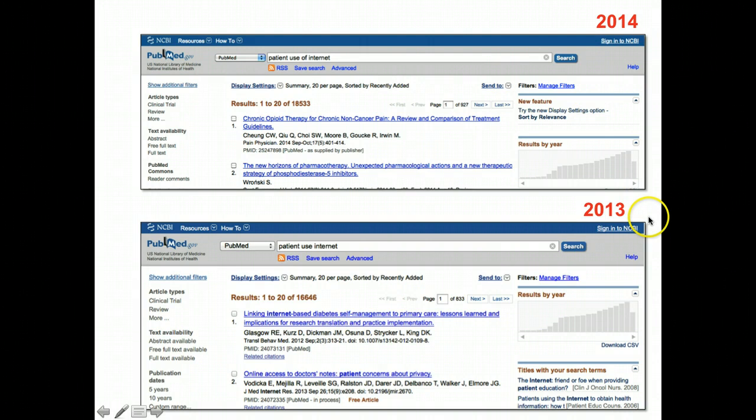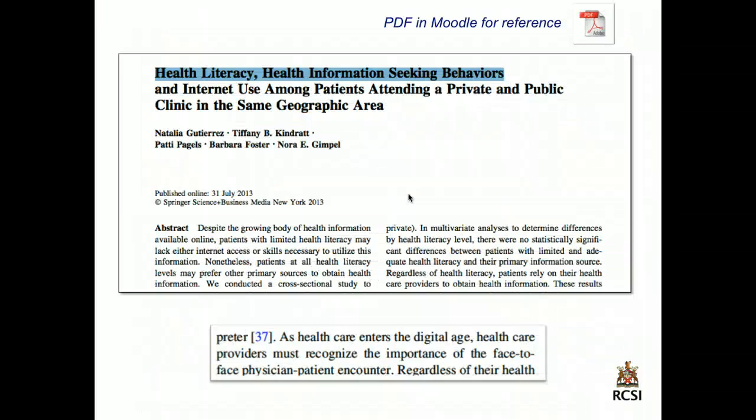And I have two screen grabs here, one from 2003 and one from more recently, about 2 weeks ago or 10 days ago. And we can see that the amount of articles on patient use of internet has gone from 16,000 to 18,000. An interesting exercise perhaps would be to take that phrase, patient use of internet, and put it into Google, and you'll probably get 23 million. So the applied use of informatics there is really critical for us in that we have people using tools to make sense of a vast amount of information and to make it useful.